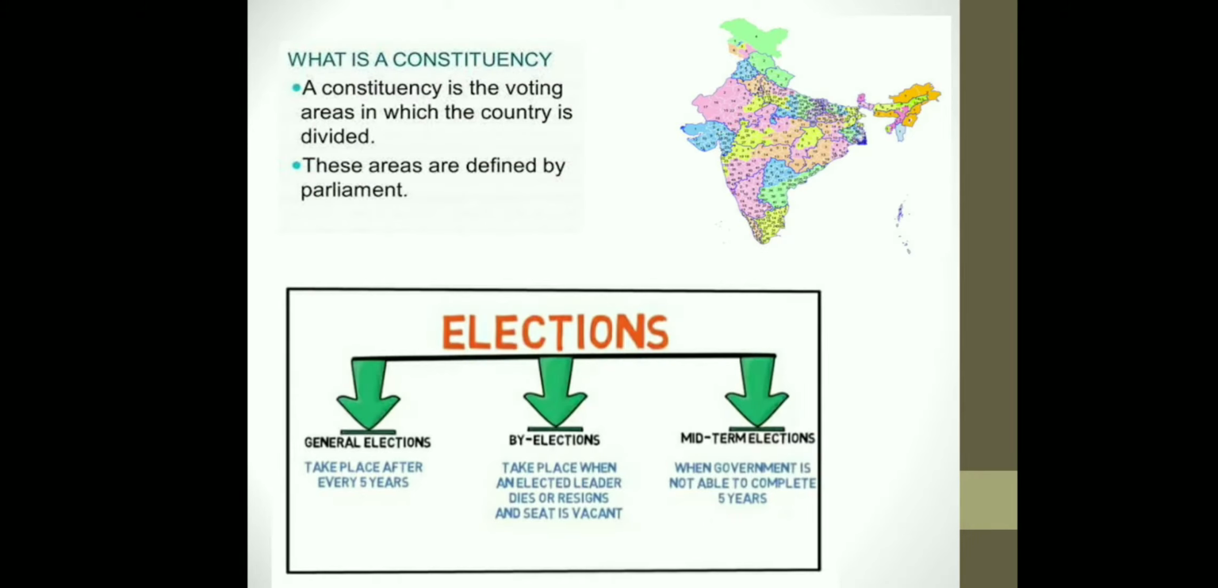First, let us understand the term constituency. A constituency is the voting area into which the country is divided. These areas are defined by parliament, where a group of voters in a specified area elect a representative to a legislative body. Elections are of three types. The first type is a general election. It takes place after every 5 years. By-elections take place when an elected leader dies or resigns and a seat is vacant. Midterm elections take place when the government is not able to complete its 5 years.